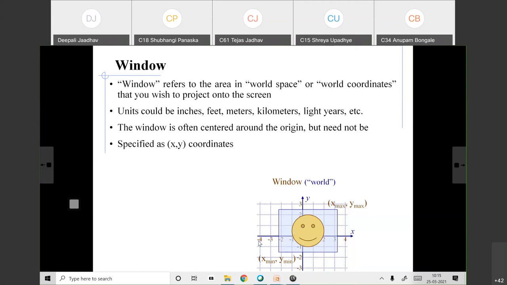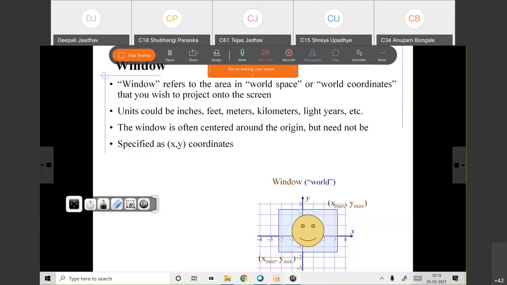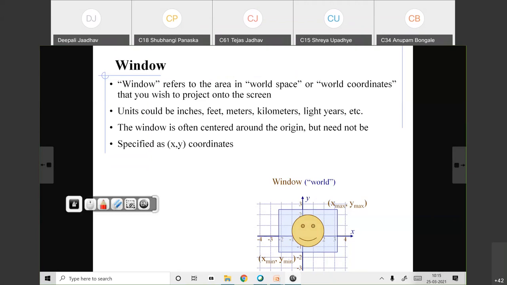You can observe here one window is shown, specified with X and Y coordinates. The window is shown in this diagram. This window is specified with the world coordinates, X and Y coordinates. You can see here it is X min, Y min, which indicate the X min and Y min of this window.